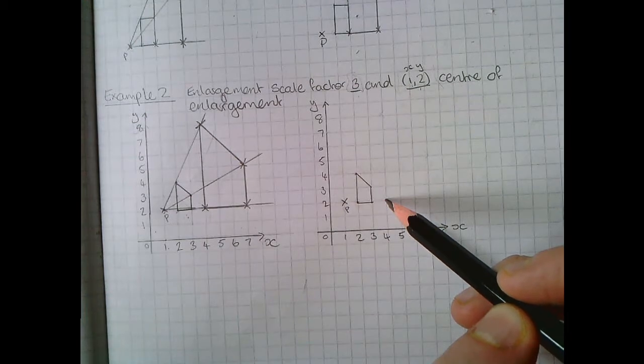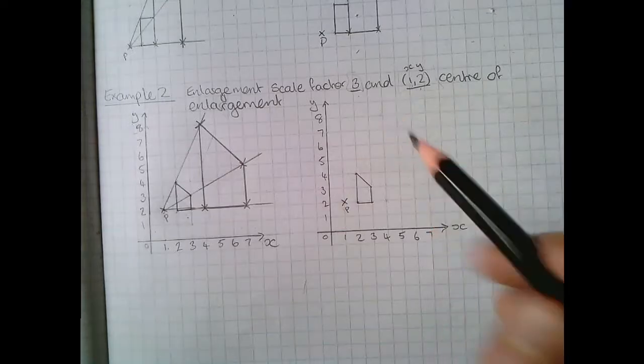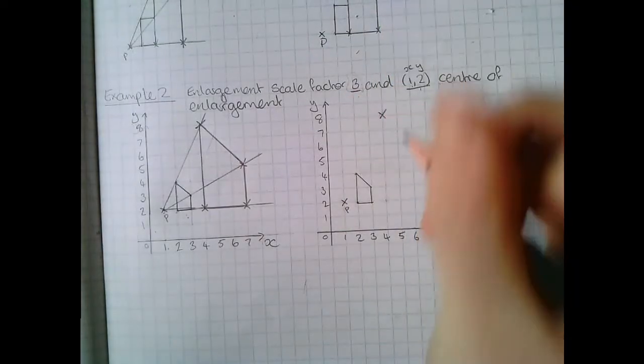So when we enlarge this by a scale factor of 3, we move 3 in the x direction, because 1 times 3 is 3. And then we've moved up 2 in the y direction, so we're going to move up 6, because 2 times 3 is 6. 1, 2, 3, 4, 5, 6. So we're going to end up there.